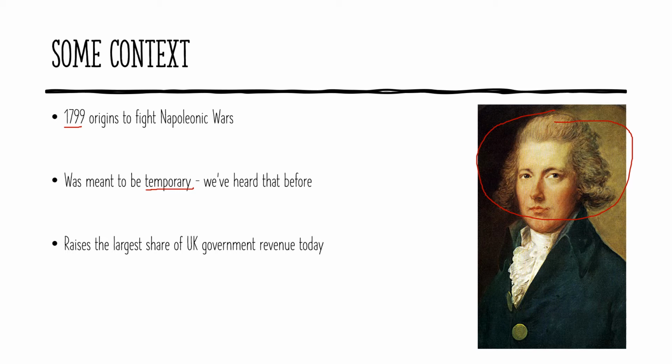The key thing about this is it raises the largest share of UK government revenue today. So that entire pie of government spending, the largest share of that pie, or the biggest slice, comes from income tax. The money that government gets in through taxes, the largest share of that is through income tax, which probably isn't surprising considering there are so many people that pay it. So the tax base is quite big for income tax.